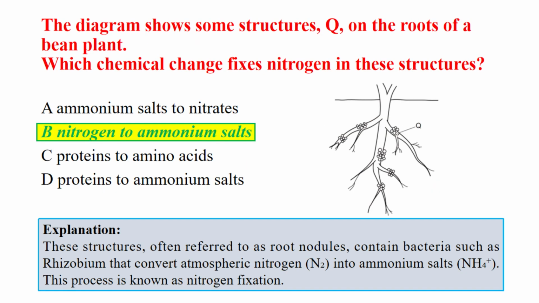Alright, we're down to our final question for today. Let's dive right into it. Here's the question. The diagram shows some structures, Q, on the roots of a bean plant. Which chemical change fixes nitrogen in these structures?